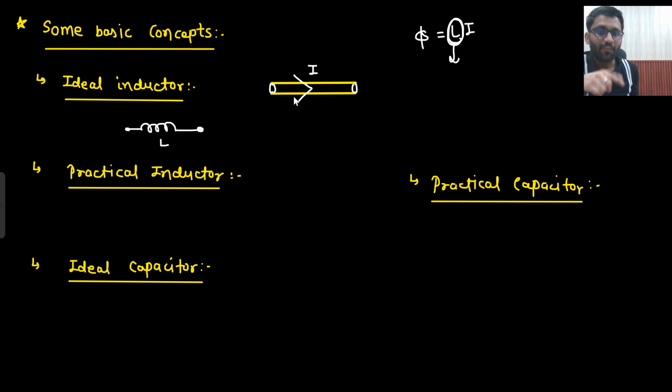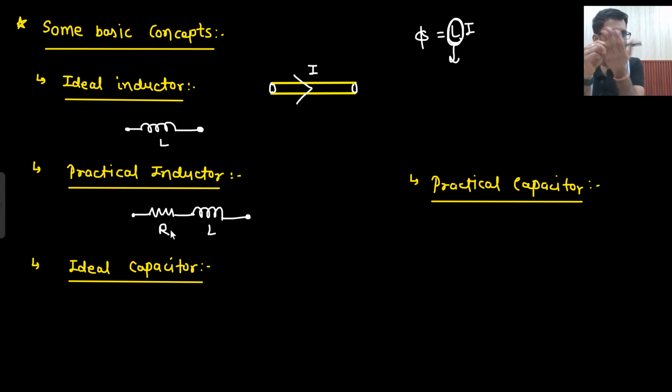But practically, if in a conductor current is flowing, then certainly there will be resistance as well. So practically, a single inductor will never be there. Along with the inductor, there will be some resistance in series. Is that clear to you?